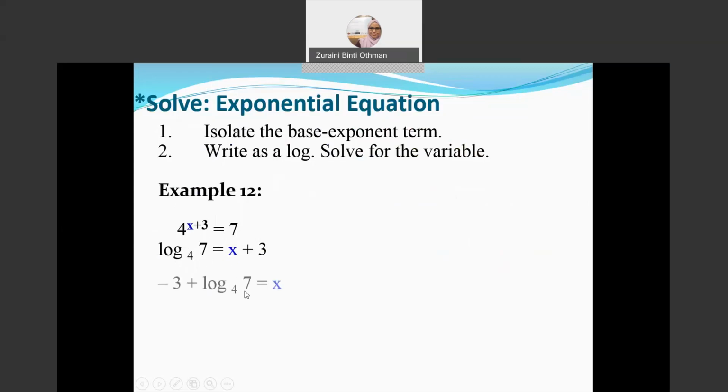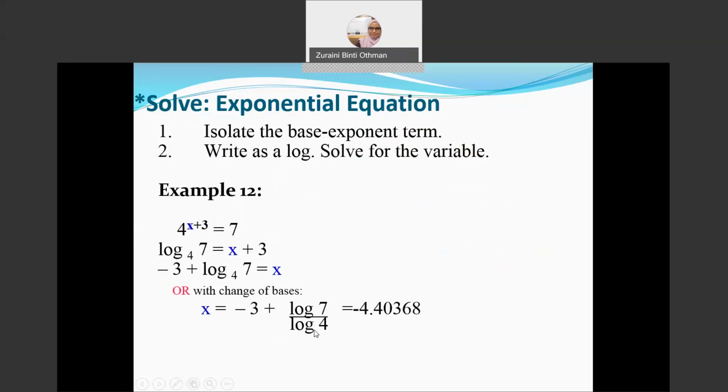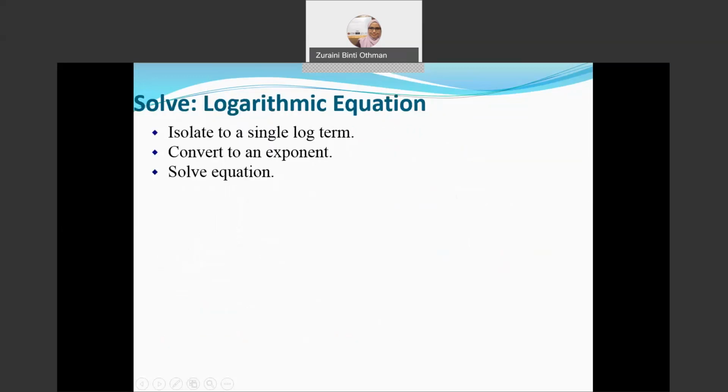So selesaikan yang ini dan kalau ini kita akan dapat satu nombor. Boleh selesai log 47 ni, iaitu dengan tukar dia punya base. Tukar base dia, akan dapat tukar base 10. Kan? Kita akan dapat negatif 4.40368. Okay, this type of example.